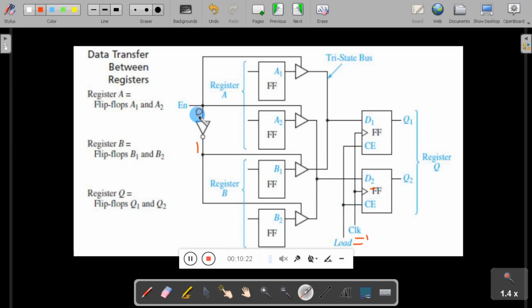So when enable is 0 and load is 1, during the positive edge of the clock, the output of register B will be moved to register Q. So in this way, data will be transferred from one register to another register. This is one of the applications in digital systems, a common operation. Now next we will move to the next diagram.